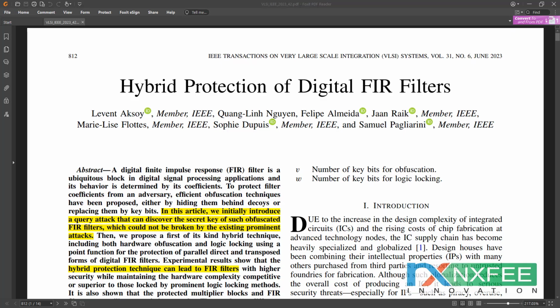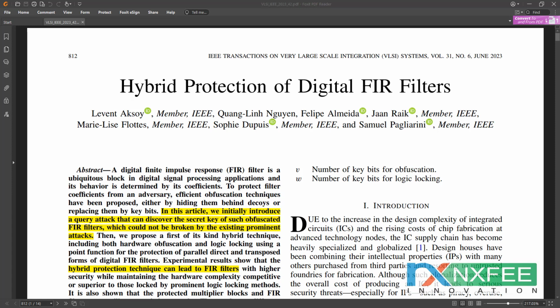Hi, here we are discussing a project, hybrid protection of digital FIR filter. A digital FIR filter is a common building component in digital signal processing applications, and its behavior is defined by its coefficients. In order to hide filter coefficients from attackers, efficient obfuscation approaches have been proposed, either by hiding them behind decoys or by substituting them with a key bit.